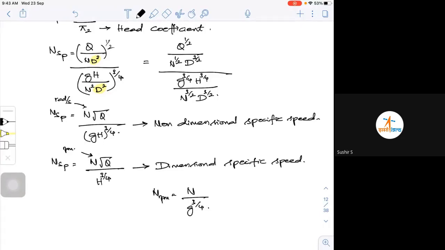Say, for example, you take any turbo machine. I'm going to give a table for it. I will attach the table. Say if I try to calculate the specific speed using this particular formula, N root Q by G H to the power of 3 by 4, the non-dimensional one, for all my pumps or maybe compressors and all.